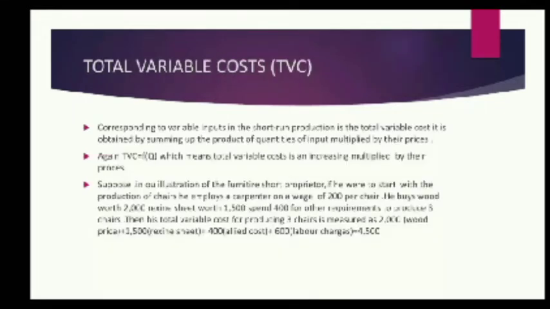Total variable cost, or TVC. Corresponding to variable inputs in the short-run production is the total variable cost, and it is obtained by summing up the products of quantities of inputs multiplied by their prices. Again, total variable cost is a function of quantities, which means total variable cost is an increasing function of output.